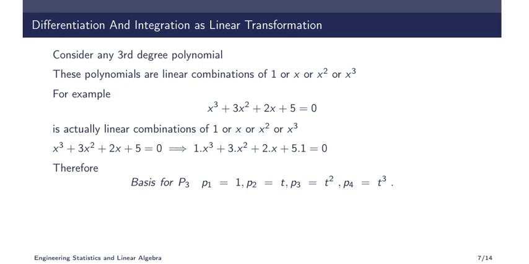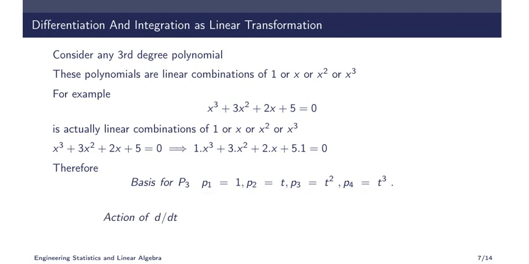Consider P3 as the vector space. Why do I consider P3 as the vector space? Because the highest degree is 3. So the vector space is represented by capital P3. Their bases are P1 is 1, P2 is t, P3 is t square and P4 is t cube. Instead of x I am using t. Any variable can be used.